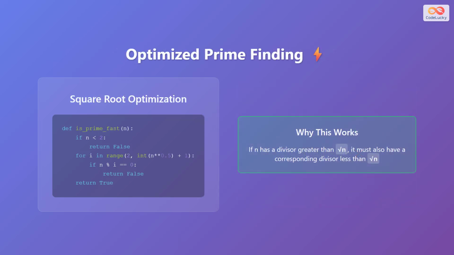To optimize finding prime numbers, we can use the square root optimization technique. First, if n is less than 2, then it is not a prime number. Next, for each number i from 2 to the integer part of the square root of n plus 1, if n is divisible by i, return false because it is not a prime number. If you went through all the numbers from 2 to the integer part of square root of n plus 1, and none of them divided n, then n is prime. This optimization works because if n has a divisor greater than the square root of n, it must also have a corresponding divisor less than the square root of n.